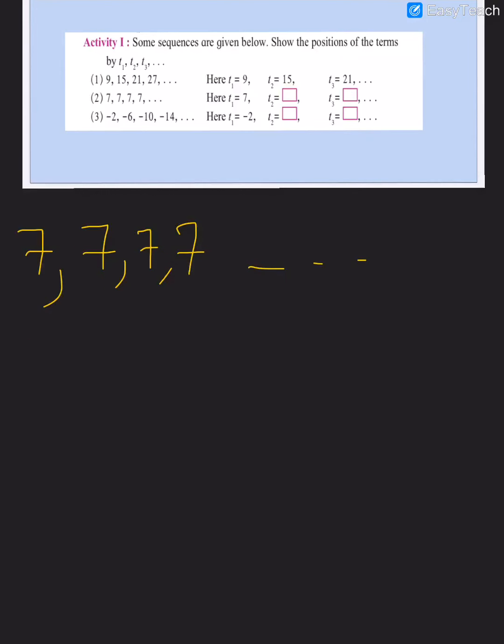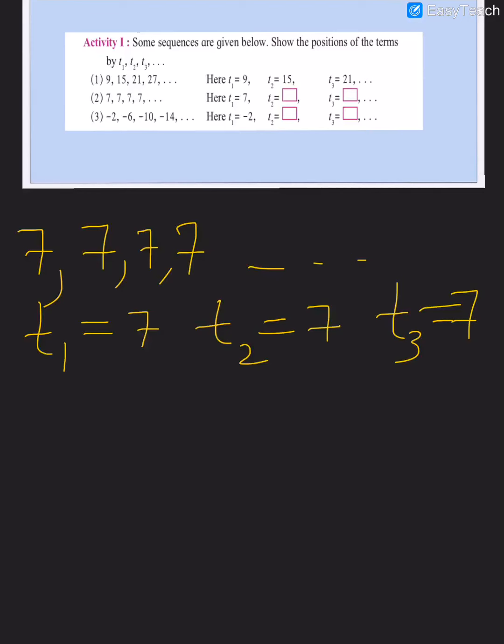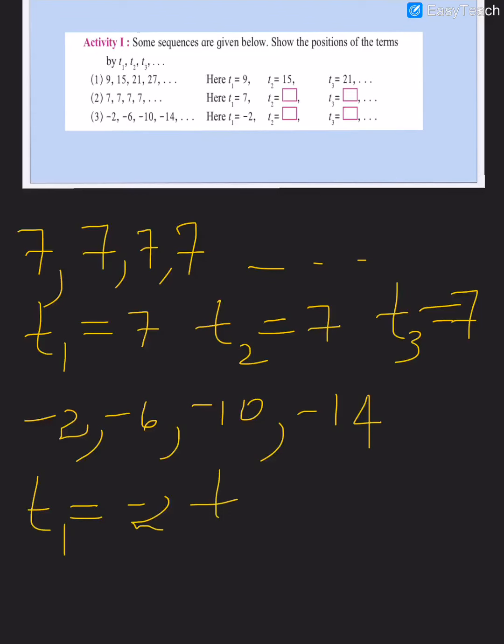In the second question, it is a sequence of 7, 7, and we have to show the terms. T1 is 7, T2 is again 7, T3 will also be 7. And the third question is -2, -6, -10 and -14. We have to find T1. The first term of the sequence is -2, T2, the second term, is -6, and T3, the third term, is -10. So we have found the positions of the terms of the sequence.